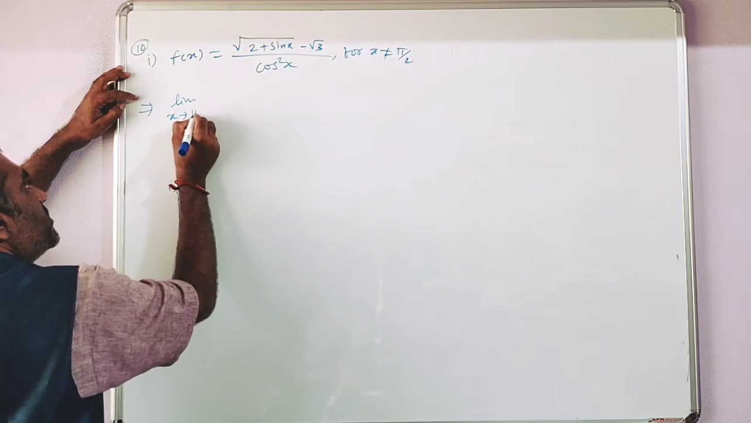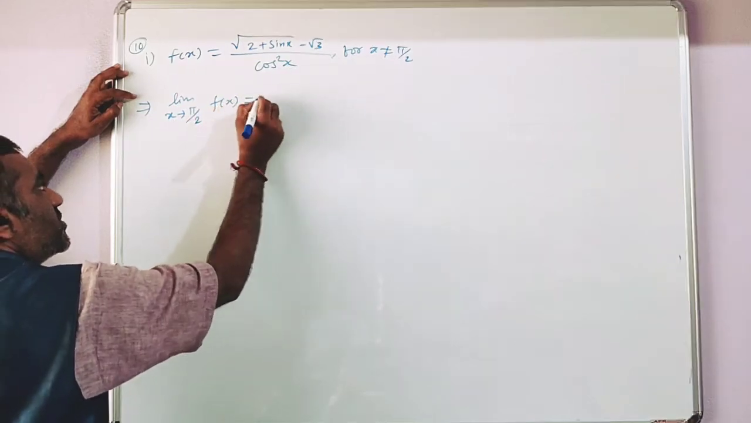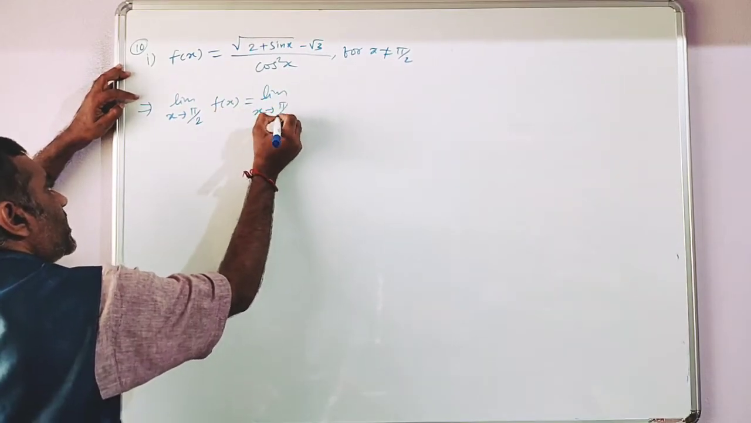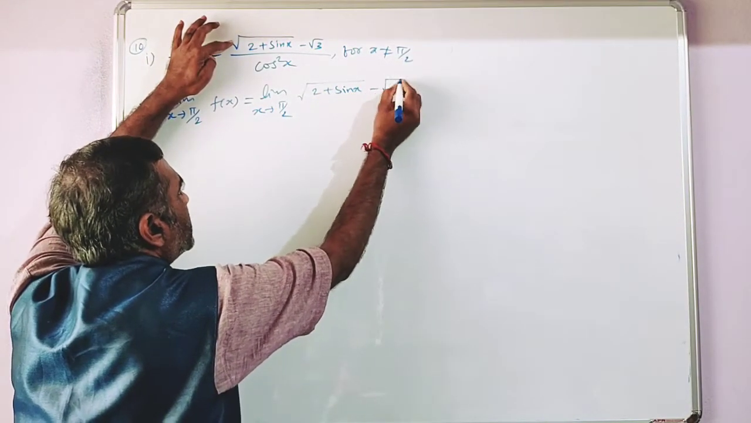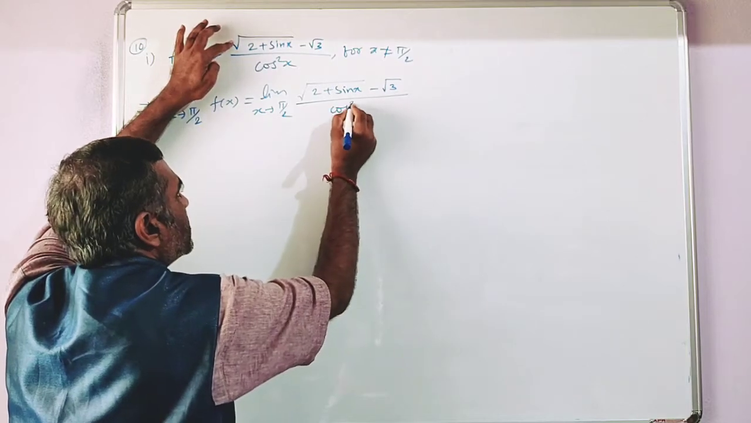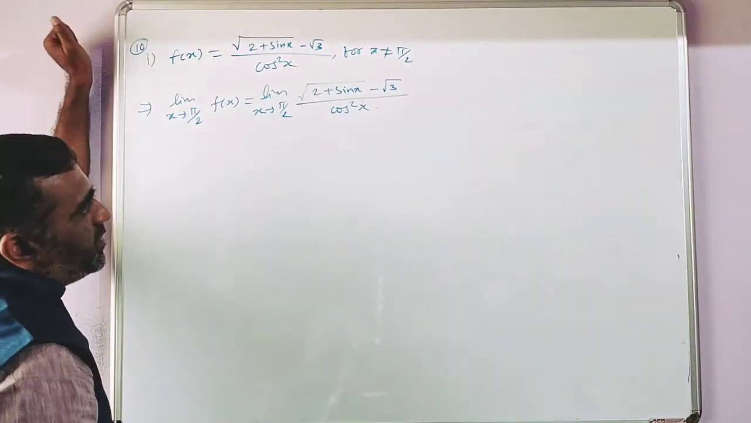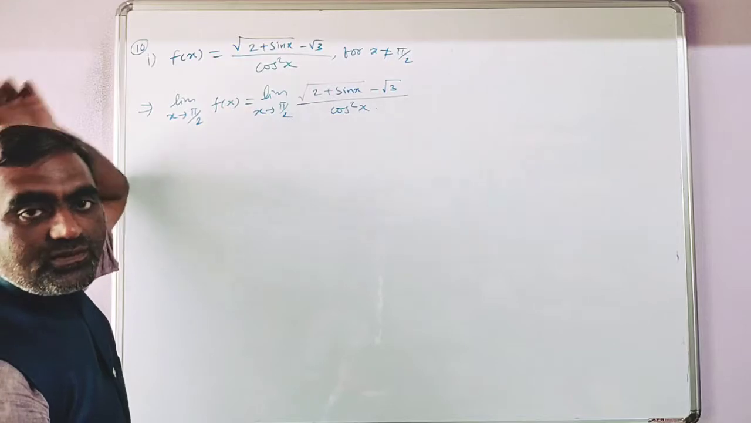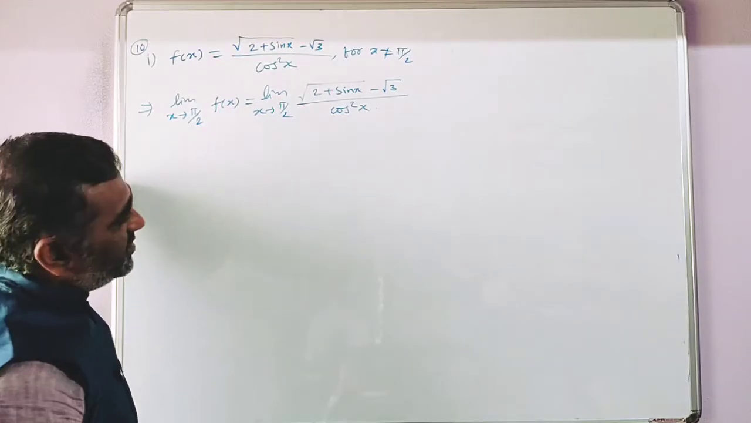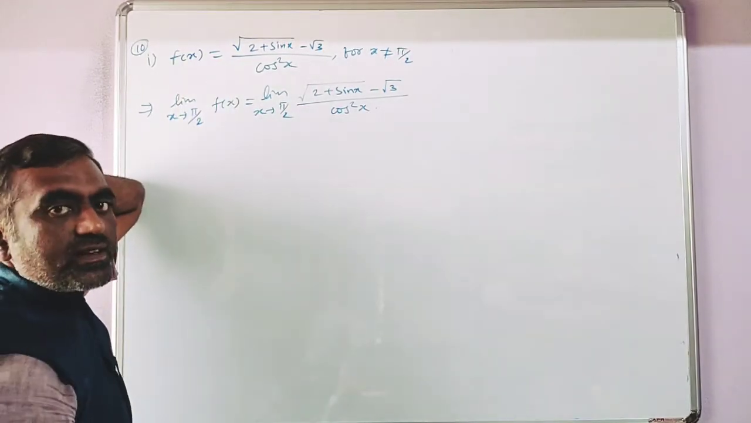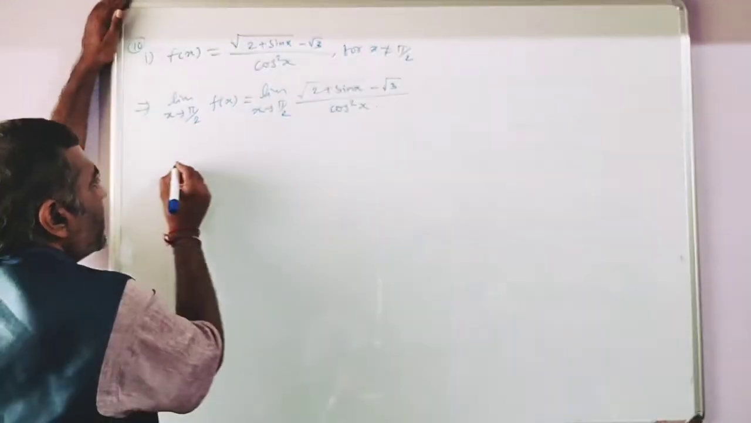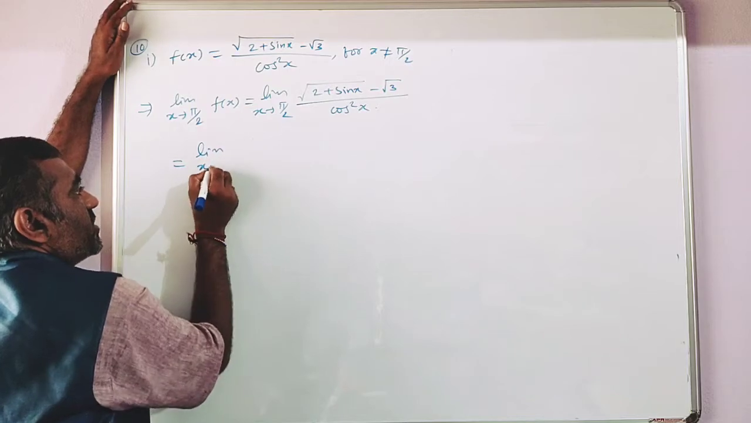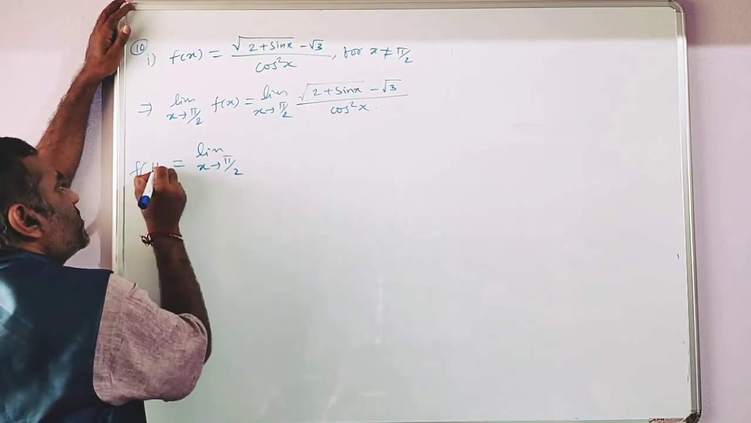That is, limit as x tends to pi by 2 f of x is equal to limit as x tends to pi by 2. What about f of x? (Square root of 2 plus sin x minus root 3) whole divided by cos square x. At pi by 2, what does cos pi by 2 become? It is 0. Let me convert: 1 minus sin square means (1 plus sin)(1 minus sin). Here 1 minus sin x is there. Then does 1 minus sin x come here? For that, what will we have to do? Limit as x tends to pi by 2.